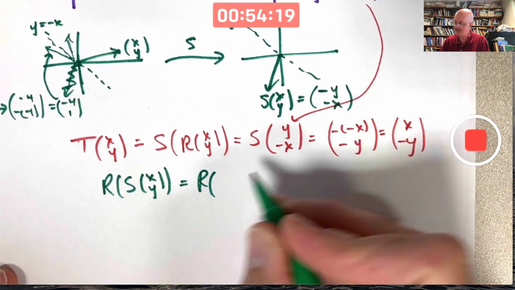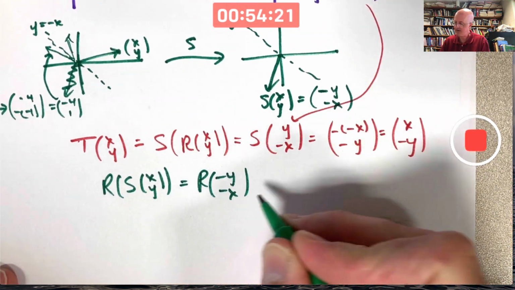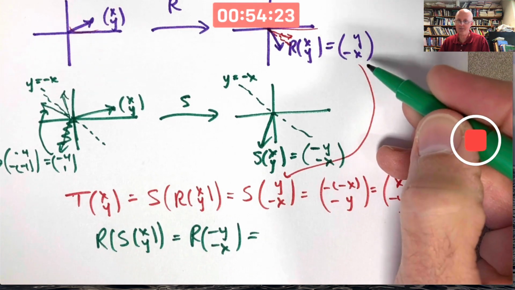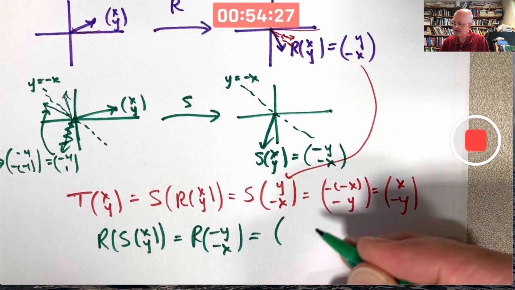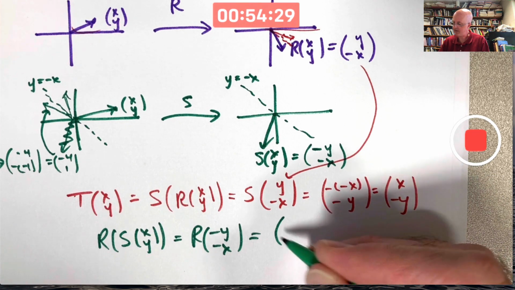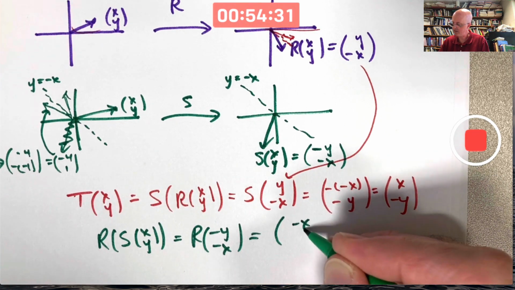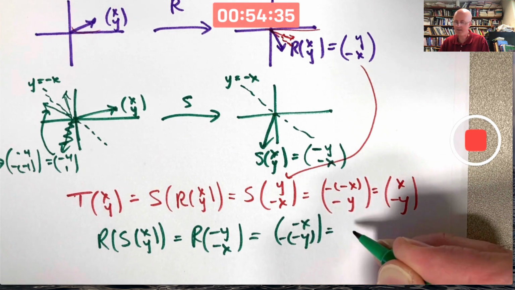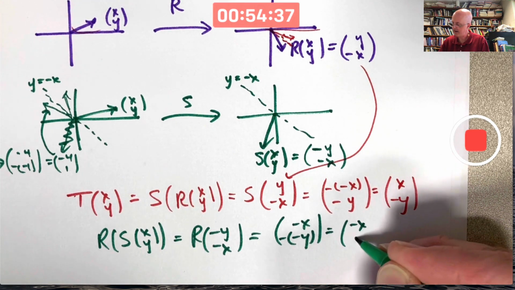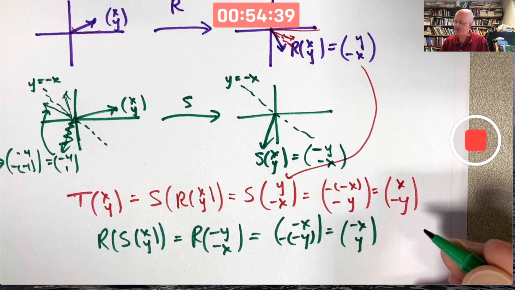S of xy is negative y, negative x. Apply R to that. You swap the components and put a negative sign in front of the second one. Swap the negative x and the negative y around. Put a negative sign in front of the second one and simplify. Yeah, these are not the same.